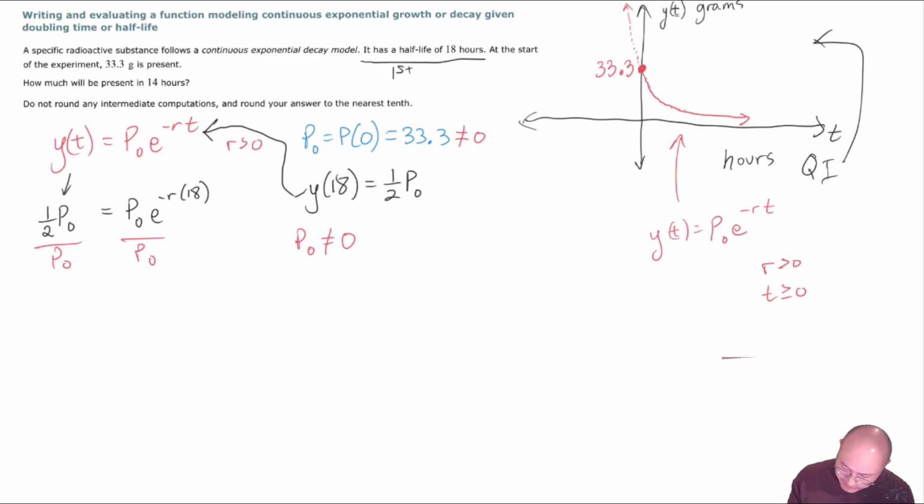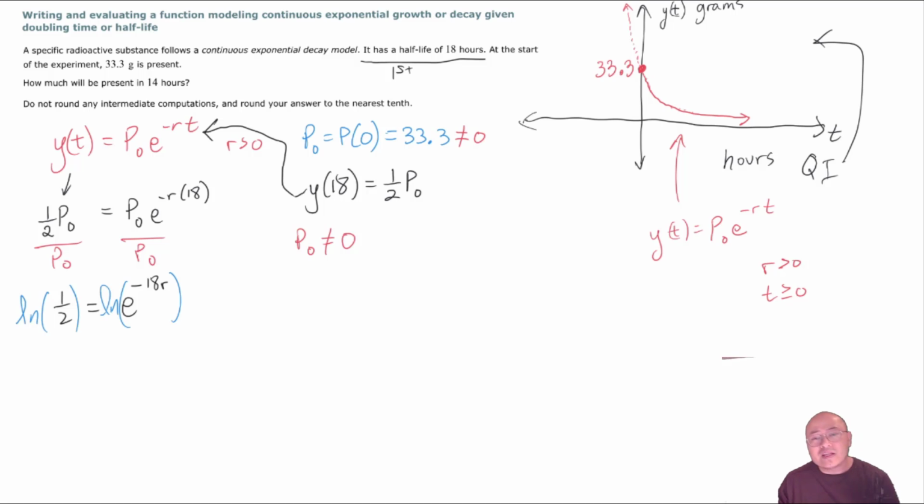Now we have 1/2 is equal to e to the negative 18 times r. Take the natural log of both sides. We'll use the inverse function of the exponential function to help us find r. Now we have negative 18r is equal to ln of 1/2.